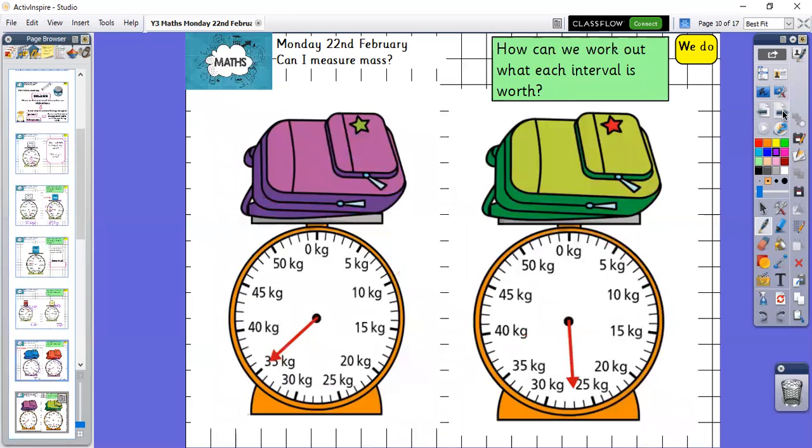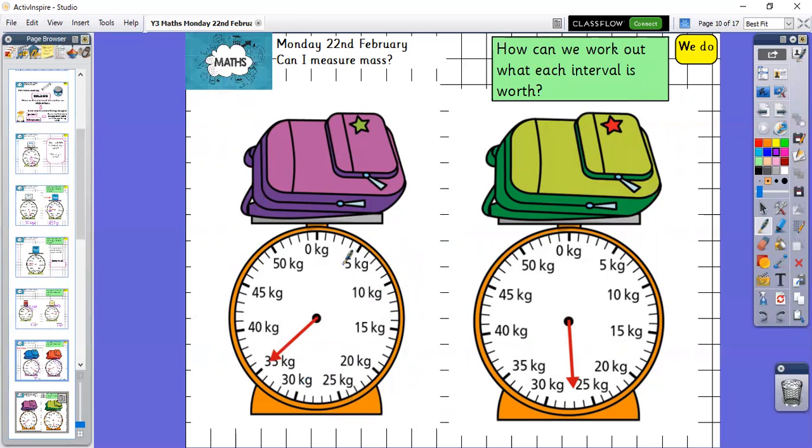Okay, what about this one? Now, this one, you may notice, has actually got more than 1 increment in between each of the numbers. Now, this is where we need to be a little bit careful. So, what we need to be thinking about is this. We're dealing with kilograms again. And when we're dealing with kilograms, it's really useful to be thinking, actually, what am I counting up in to begin with? So what numbers can I see?